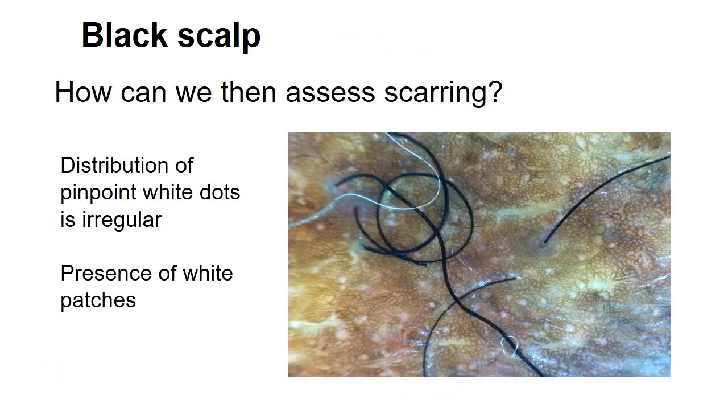And then how can you assess scarring? You have to look at whether the dots are regularly or irregularly distributed. If they are regularly distributed, it is non-scarring. Here you see they are irregular, and you have the white patches that Alessandra also showed you, so this is scarring, okay? So you have to look at the distribution and you have to look for patches.